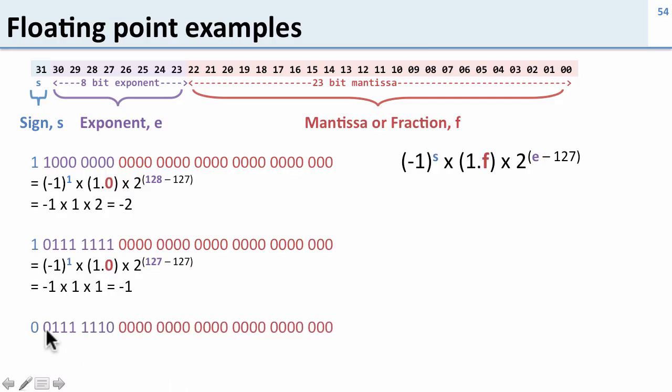Here's another example, 0, 0, 1, 1, 1, 1, 1, 1, 0, and zeros. So this is minus 1 to the 0, so this is going to be positive, times 1.0, times 2 to the 126 minus 127. So 126 minus 127 is going to be minus 1, so this is going to be 1 times 0.5, or 0.5.